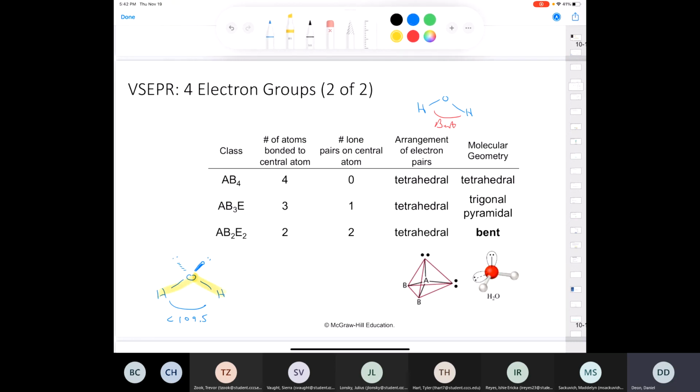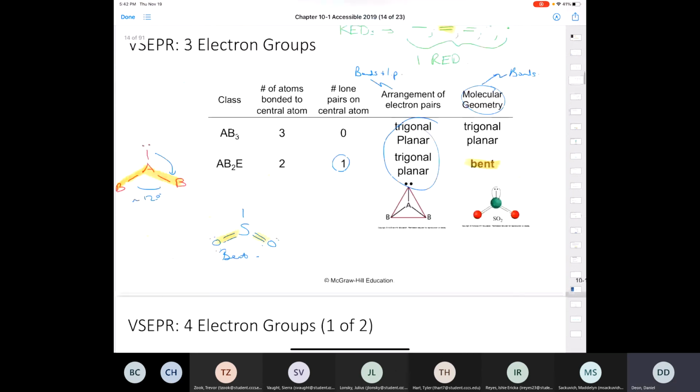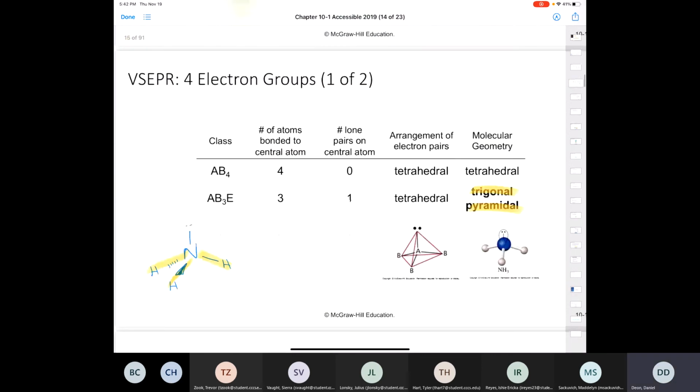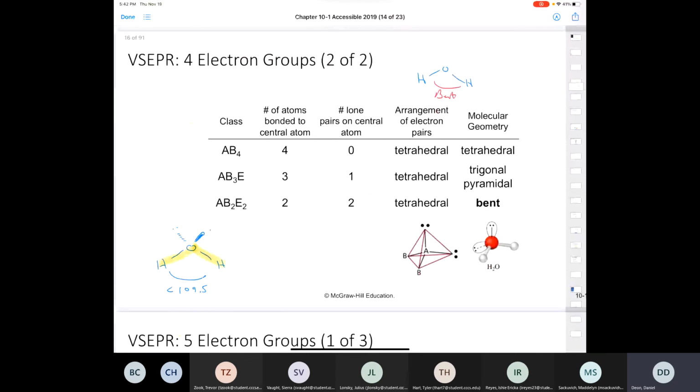Notice that bent shows up a couple of times. We have bent for water, which has two bonds and two lone pairs, and we also have bent for our sulfur dioxide, don't we? Even though the bond angle is pretty different. The bond angle here is going to be around 120-ish. The bond angle in water, which is also bent, is less than 109.5. So there's a little bit of a difference there.